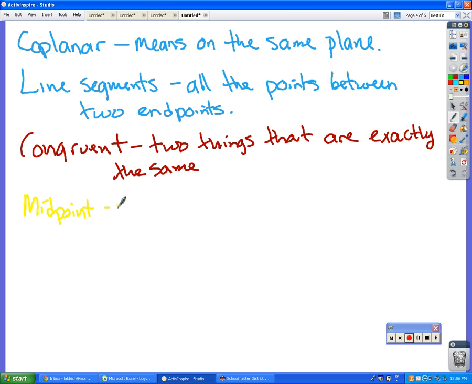How about midpoint? What's a midpoint? What's true about the midpoint and the endpoints? You're getting the ideas out there, but what is it? What's true about the midpoint and the 2 endpoints of a segment? Good, excellent. The midpoint is the same distance from both endpoints. Okay, so can a line have a midpoint?